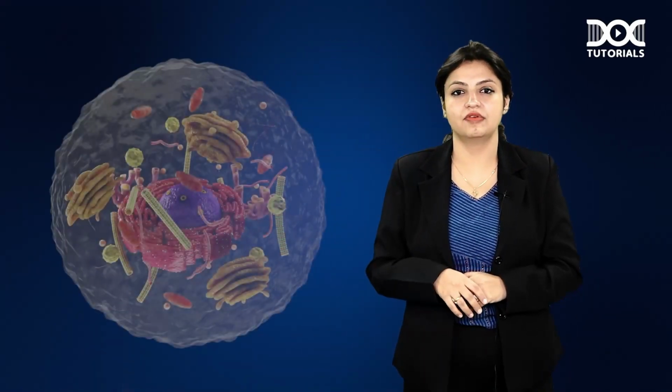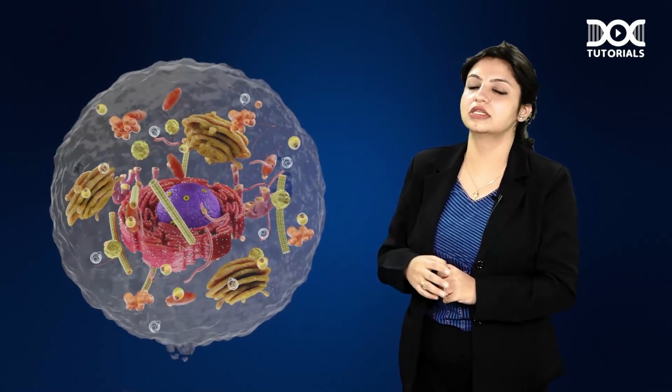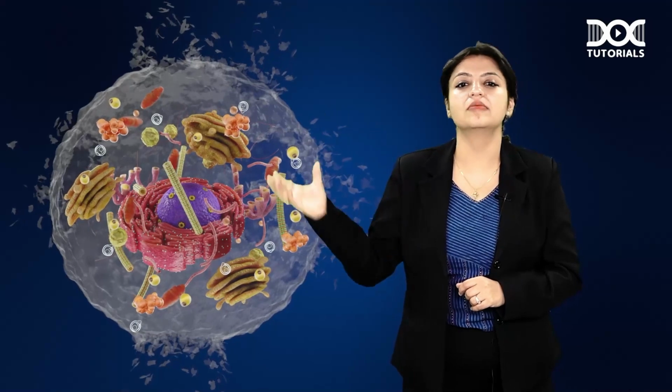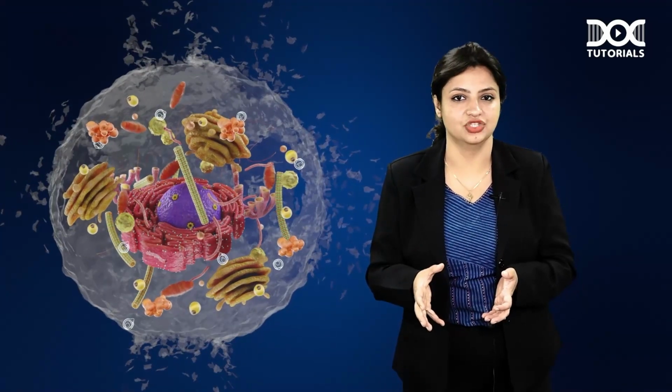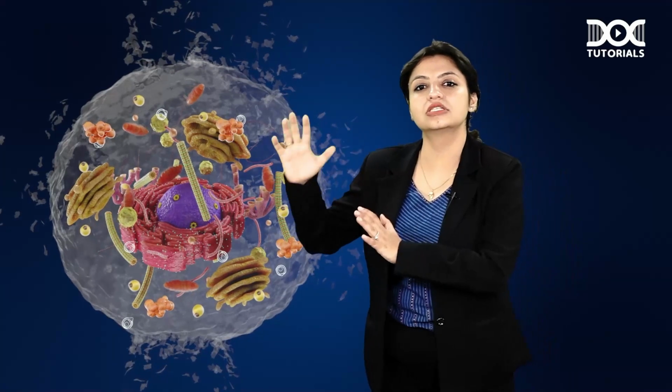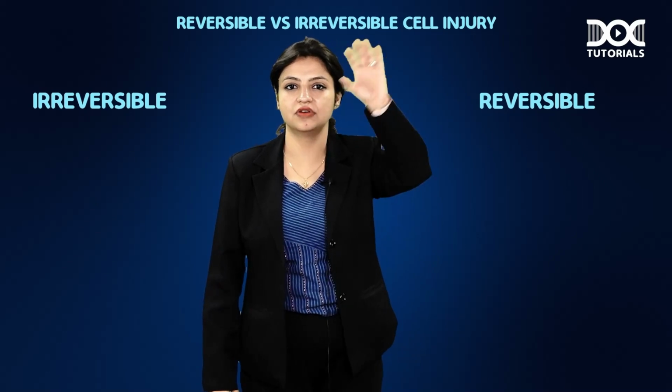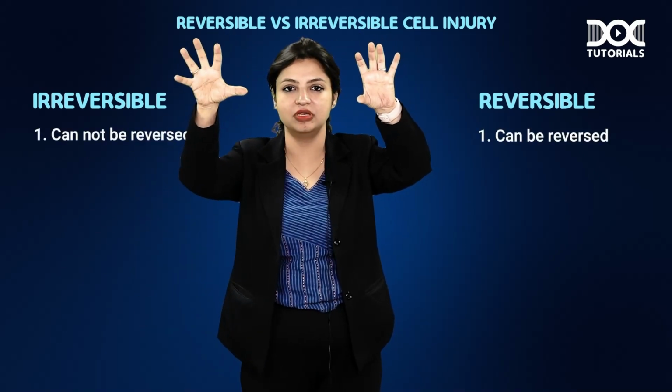What are they called? Myelin figures. Whereas in irreversible cell injury, these plasma proteins are breaking again and falling in the cytoplasm, but there are extensive numbers of these myelin figures. The number of myelin figures is very small in the cytoplasm of reversible cell injury, whereas in irreversible there are lots and lots of myelin figures. So, remember what's the difference between reversible and irreversible then? Start from the basics. Reversible can be reversed, irreversible cannot be reversed.